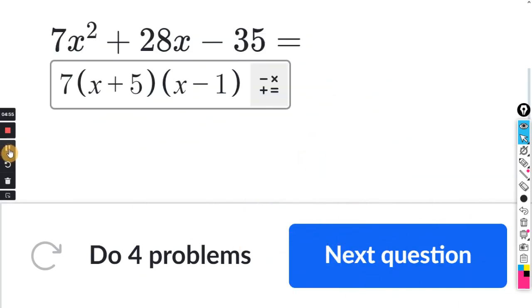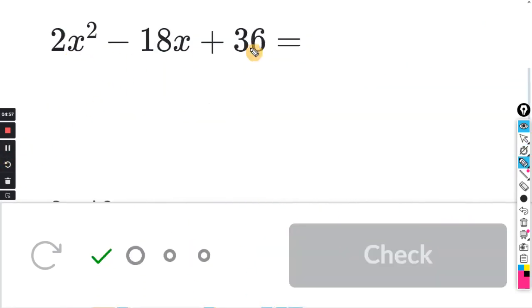Okay, so same thing right here. We have a trinomial, we want to start with the greatest common factor on the coefficients. All right, so again, just look at the smallest number, that's a 2, and see if the other two numbers are divisible by 2. 18 is divisible by 2, and so is 36. So I'm going to start by factoring out the greatest common factor, which is 2.